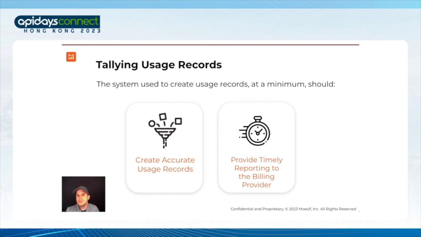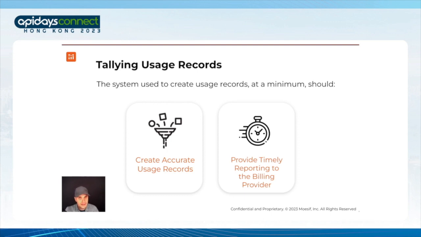The system used to create these usage records, at a minimum, should create accurate usage records. And that should be in bold, bold, bold. Because if you don't accurately get these usage records documented, let's say they're too high or too low: too high, you're going to make the customer upset; too low, and you're actually taking away from some of that revenue that you could be driving. So making sure that it is accurate is very, very key to this.